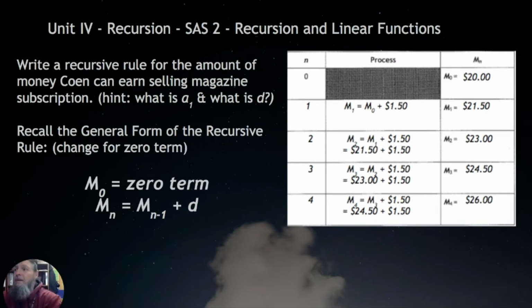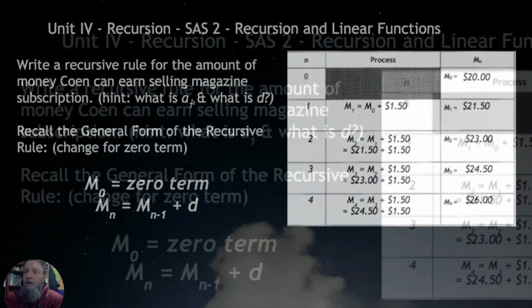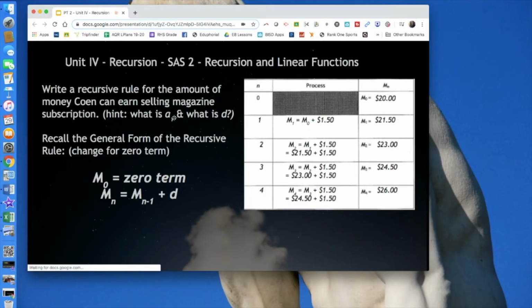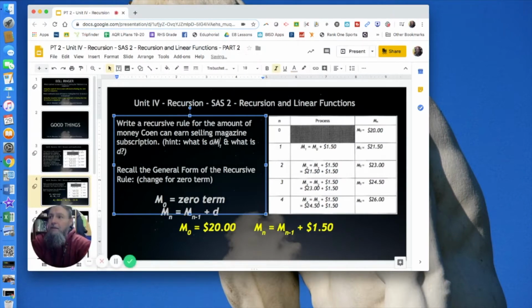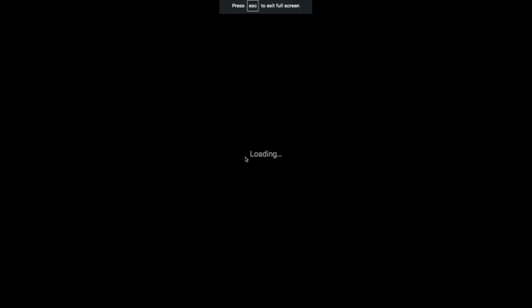Hint: in this case, it says A1, and what is D? I'm going to go ahead and change that right now because we need to know what A1 is, or M1 is, not A1. It doesn't make sense unless you do it that way. So real quick edit there, and it'll make more sense.